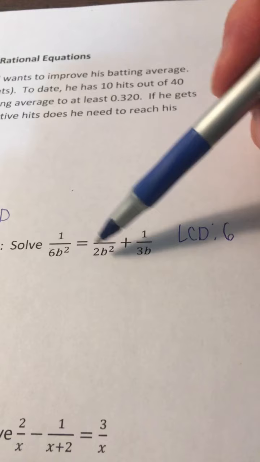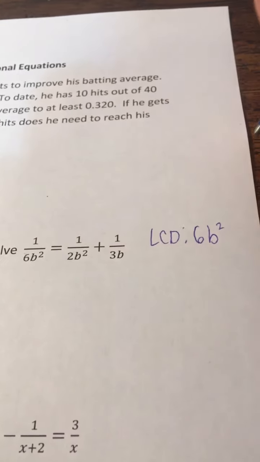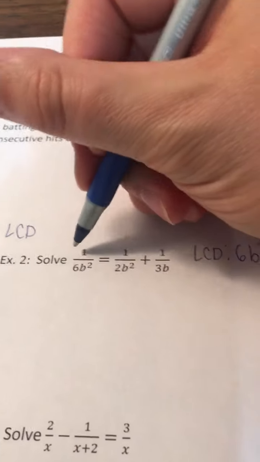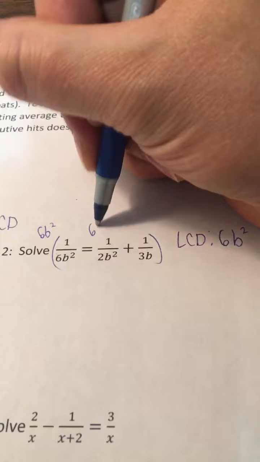And then most of them have b squares. This one just has a b. I need to use b squared. So again, I'm going to go through. I'm going to multiply each part of this equation by 6b squared.